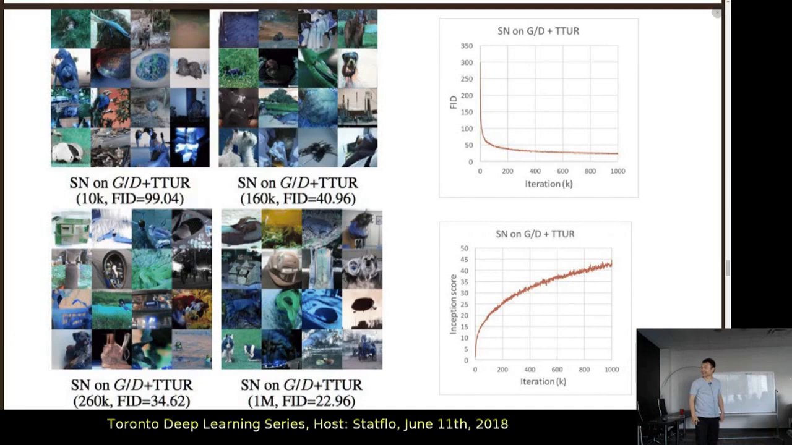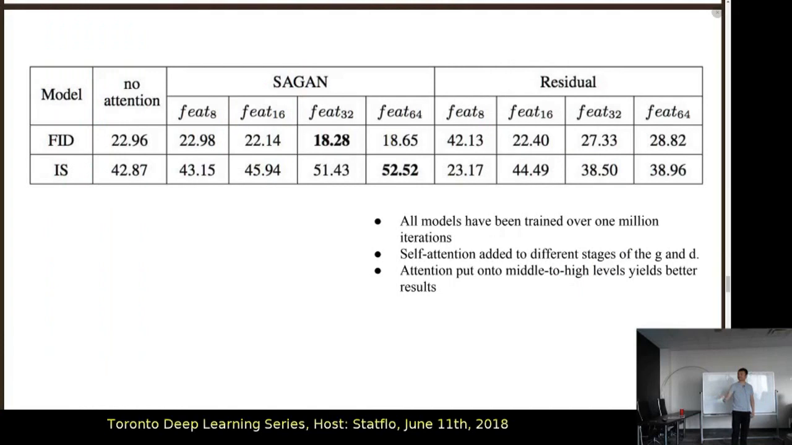So this is another. Okay, so this is basically saying that they're trying different things. The baseline is no attention, and the two rows represent two scores. We just mentioned the Frechet inception distance and the inception score.